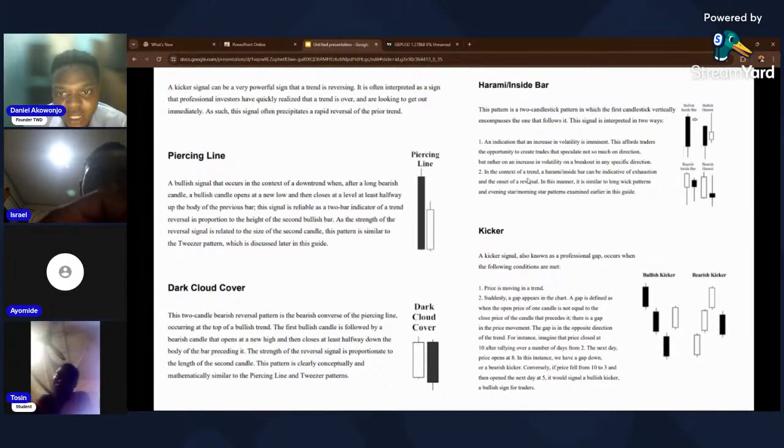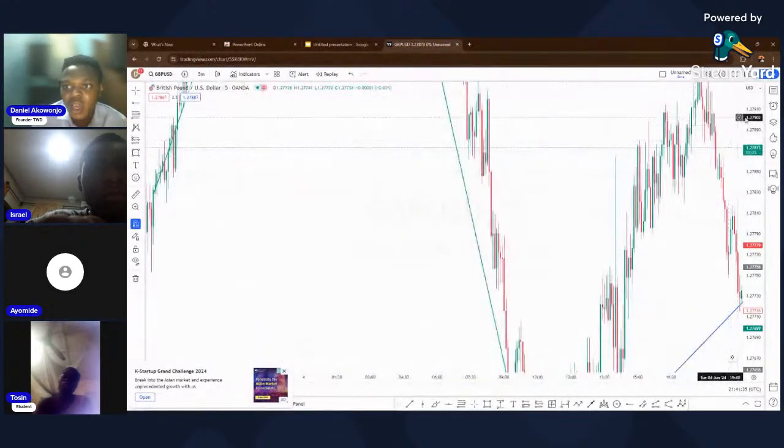So in the context of a trend, a harami/inside bar can be indicative of exhaustion and the onset of a reversal. In this manner, it is similar to the long wick pattern, evening star, and morning star. So it is similar to all things like that. But you pay attention to how these whole things form.